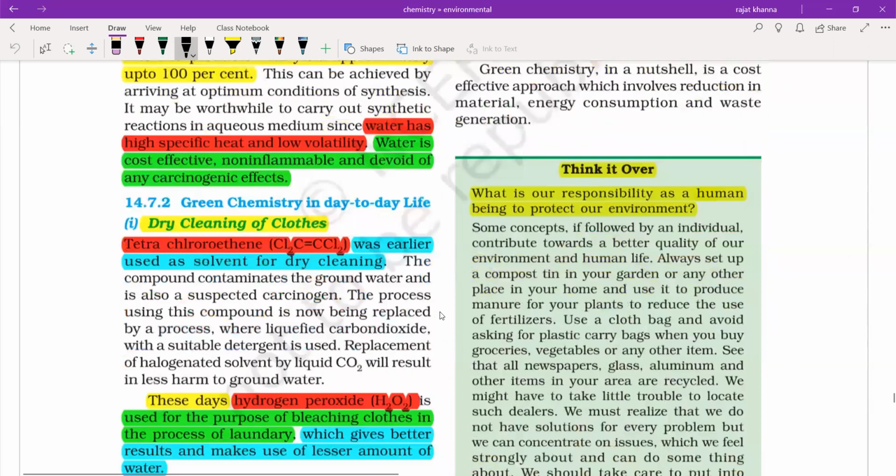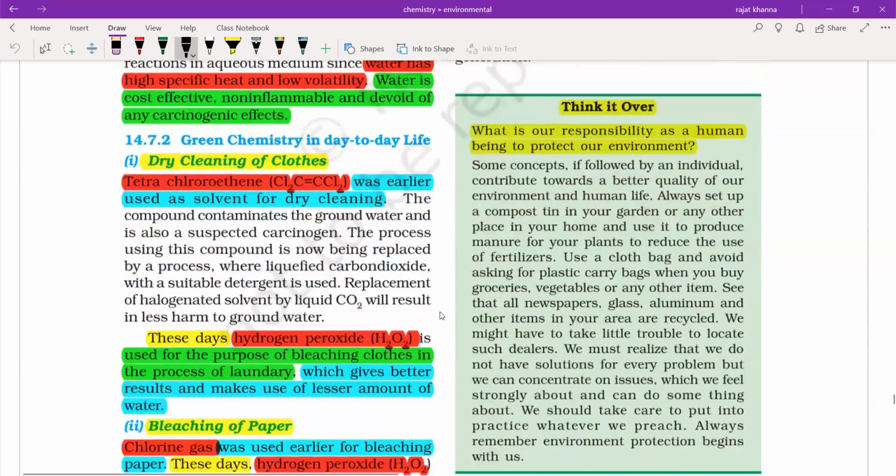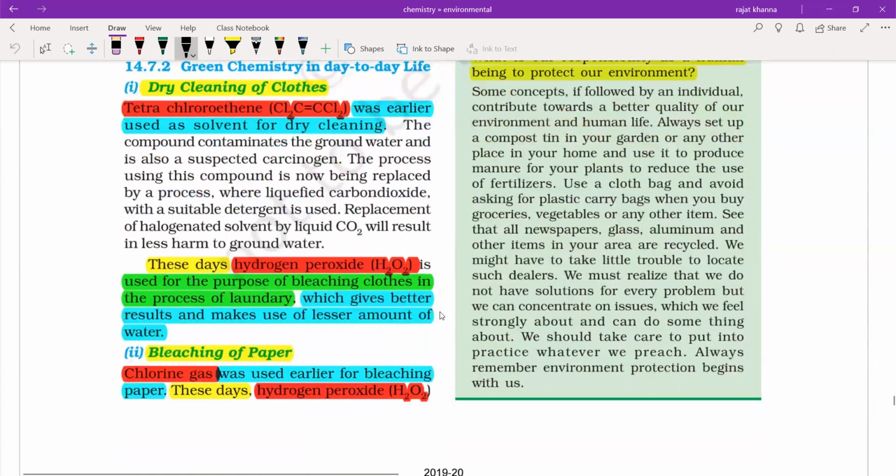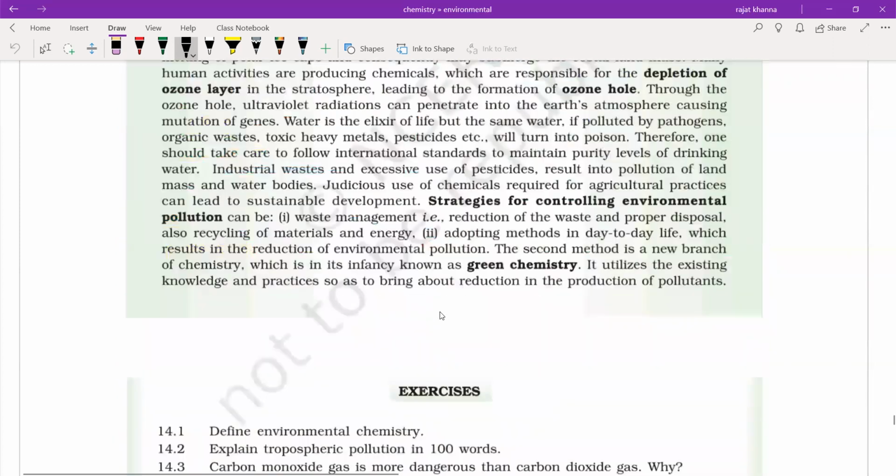So what is our responsibility as human beings to protect the environment?